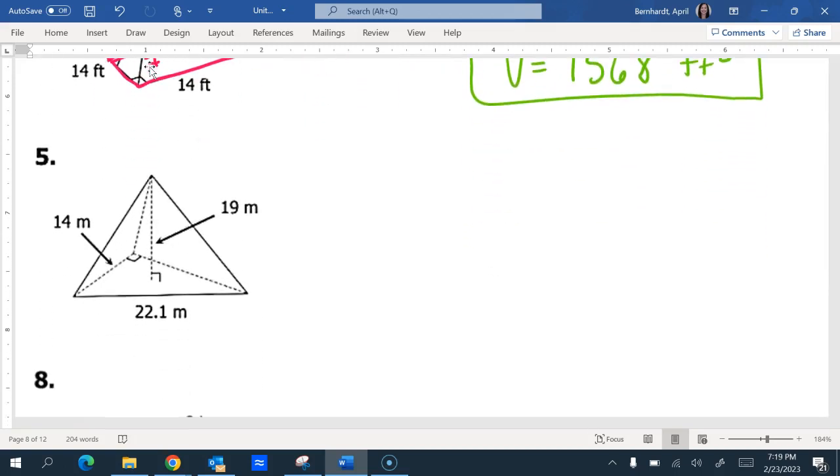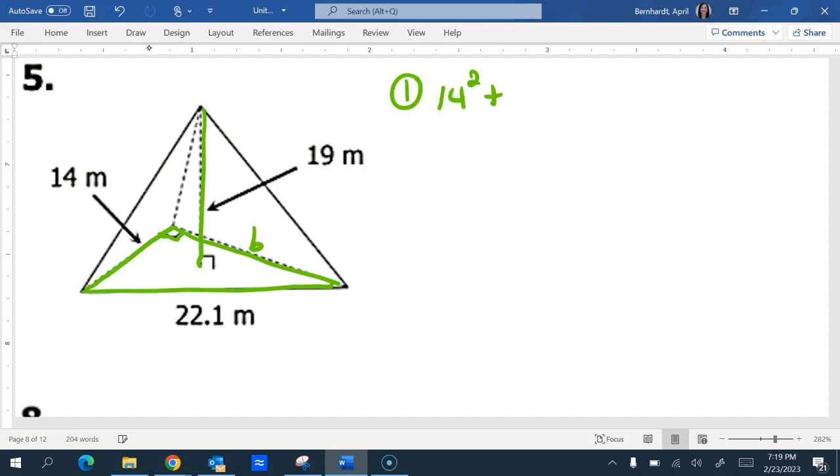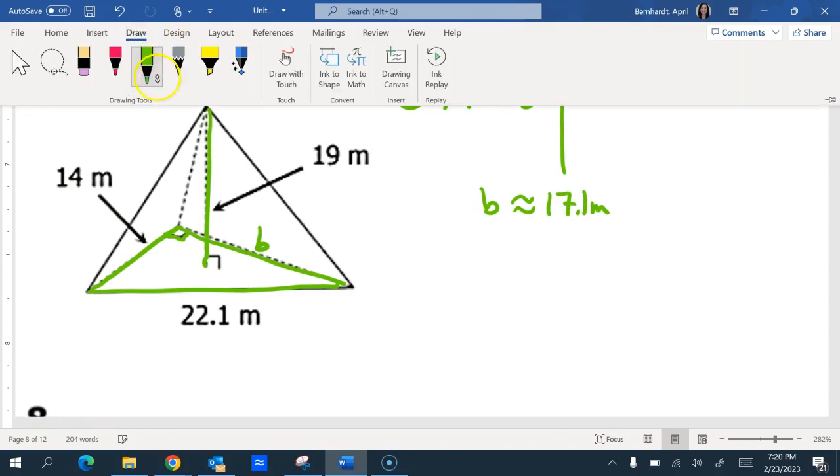All right, moving on to the next example, which is number 5. So let's see, this is a triangular pyramid. I see we have the height, but if I look real close, that right angle for the base triangle is there. So here is the base of that triangle and the height, and this is the hypotenuse, but I need this length here, so I'm going to need to use the Pythagorean theorem to find that length. So 14 squared plus, let's label that b, b squared equals 22.1 squared, and when I do all the math there, I end up with b is approximately 17.1 meters.